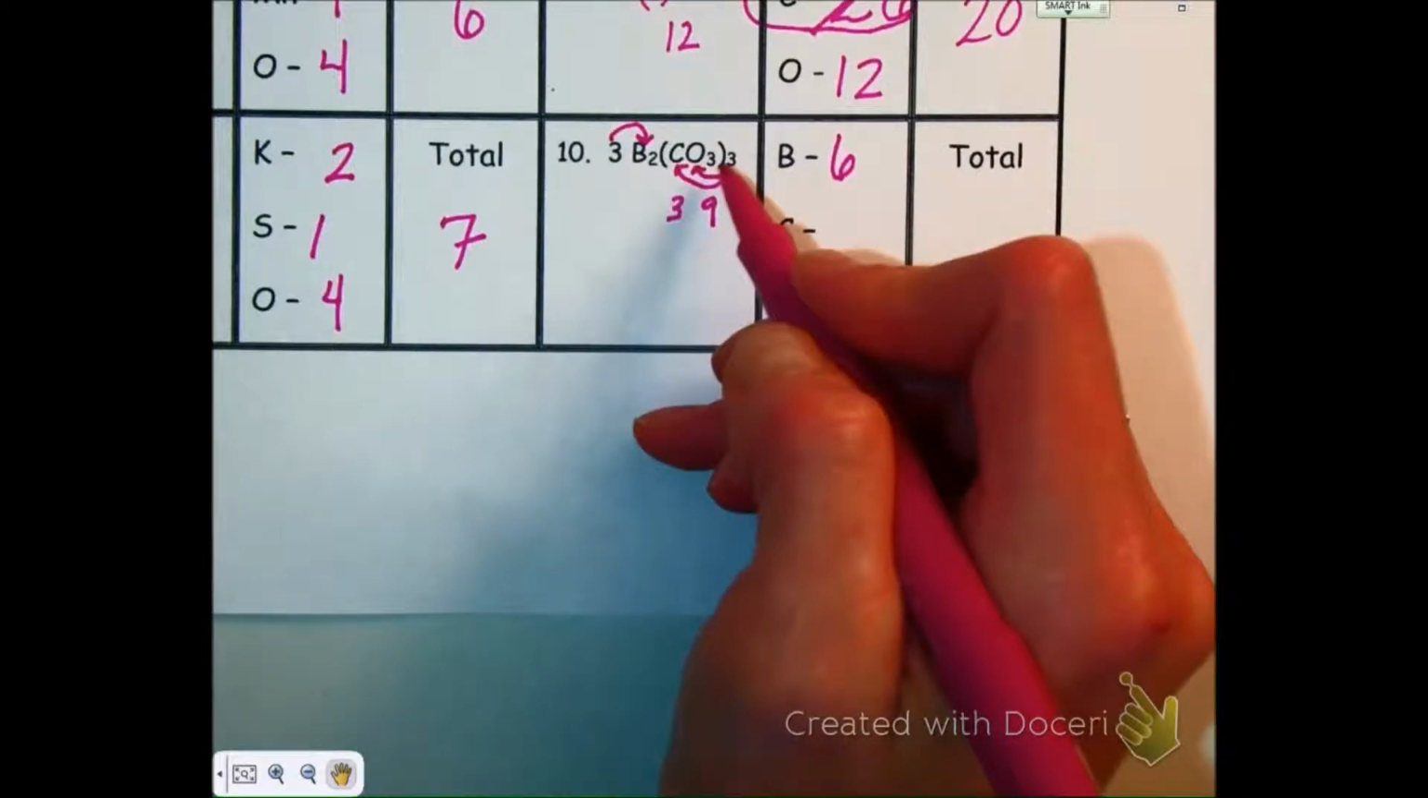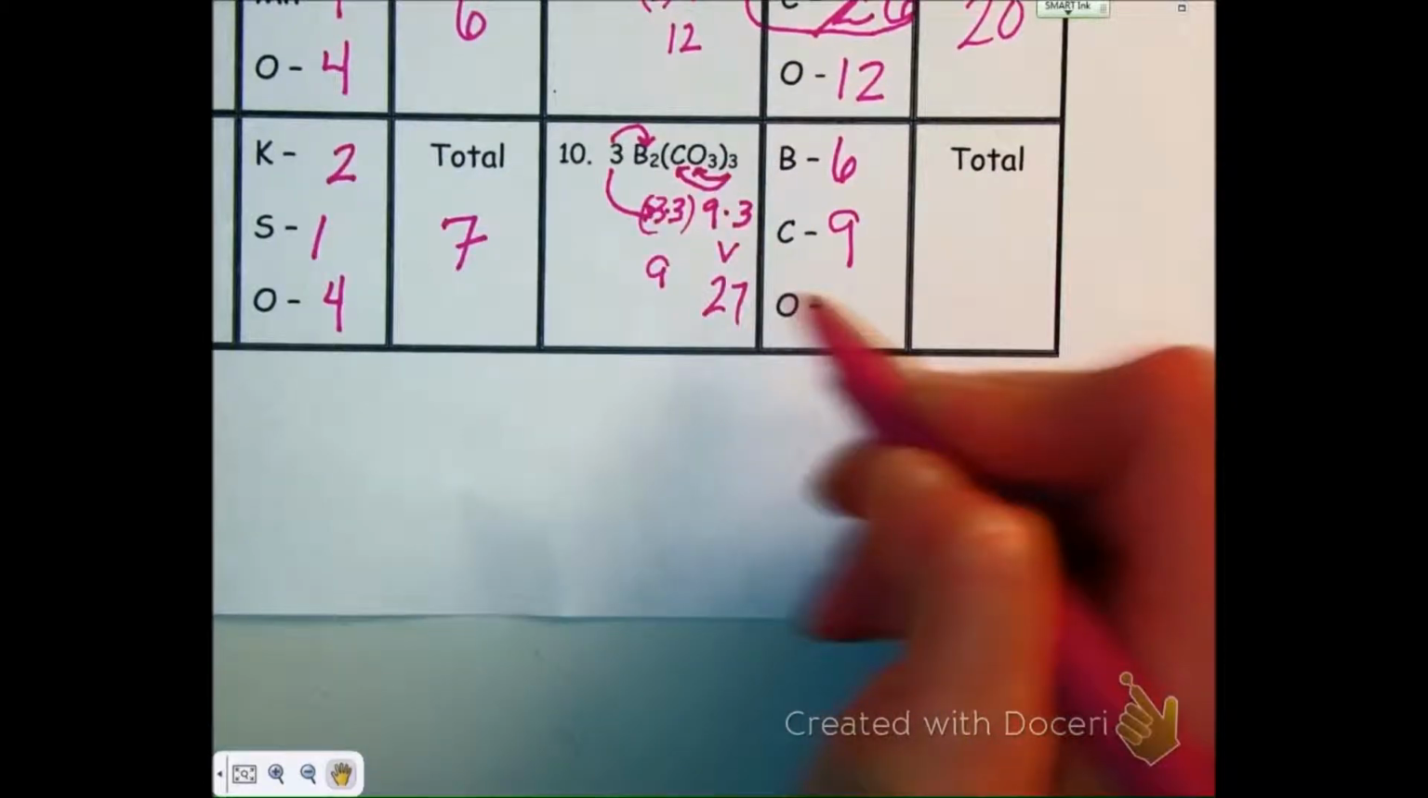And the 3 times 9 equals 27. And you get 42. For a total of? 42. Very good. It's all right in here.